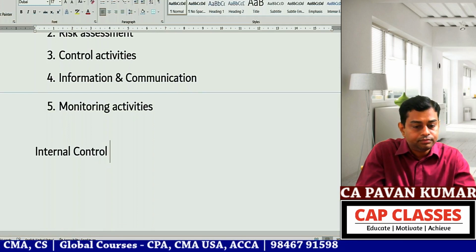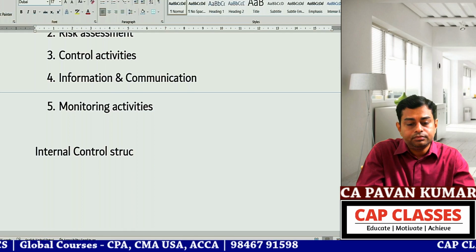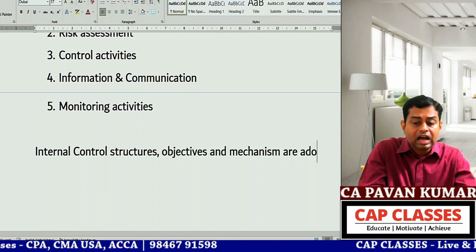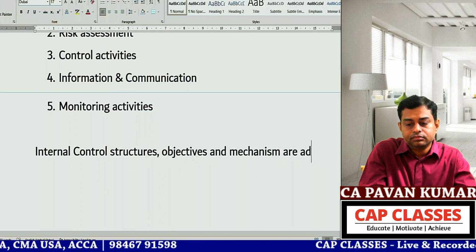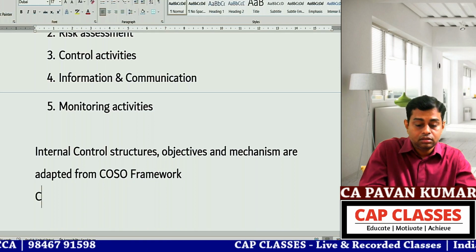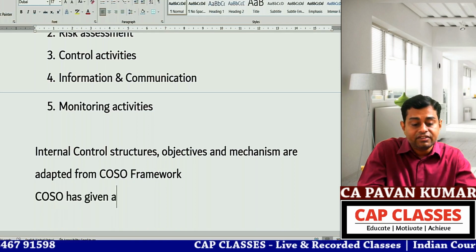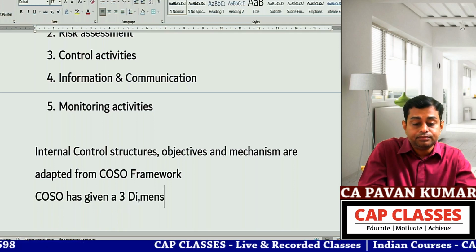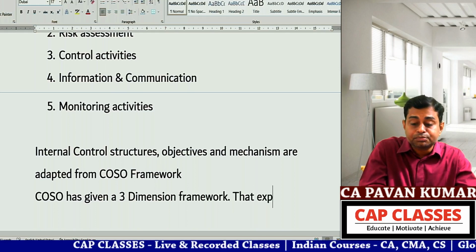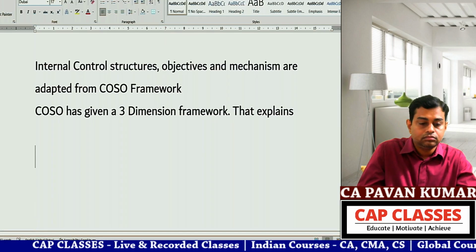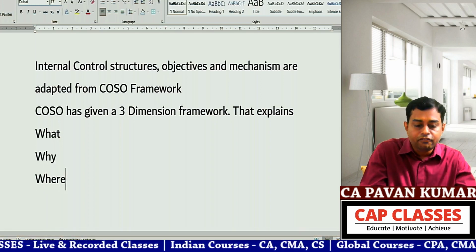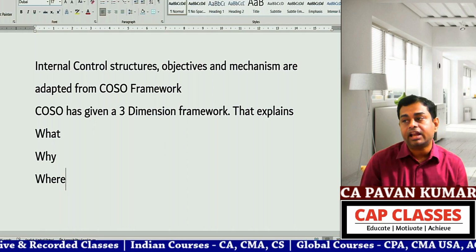Internal control structures, objectives and mechanism are adapted from the COSO framework. COSO has given a three-dimension framework that explains what, why, where. Three questions that explain what, why, where.